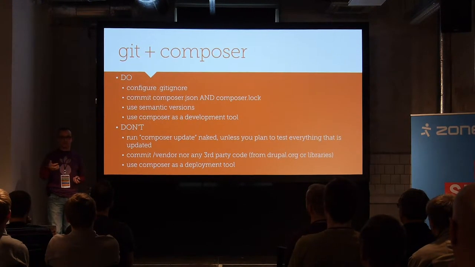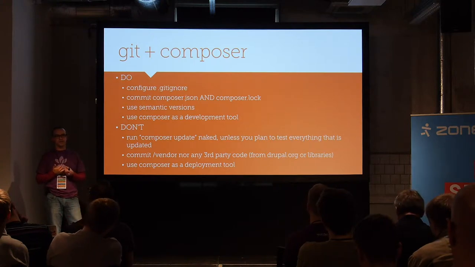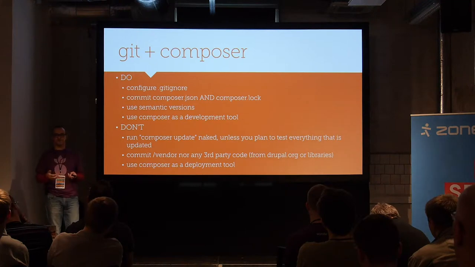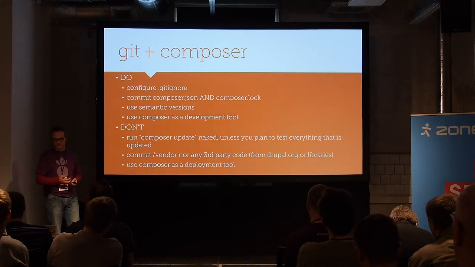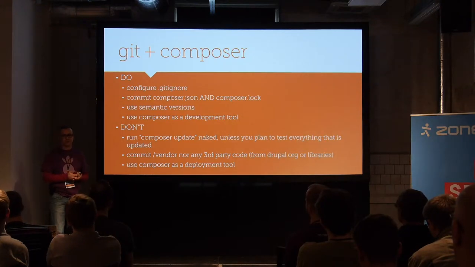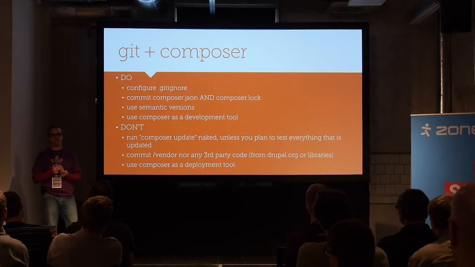So you update Drupal, and now I'm seeing some files like index.php or default.settings.php being committed. Why? What are these changes? And you're just going to say to whoever is reviewing your code, if they're not a Drupal developer, well, Drupal core did these changes. So why am I seeing them in our pull request? So configure gitignore correctly. Again, commit composer.json and composer.lock. Why? Because Composer is not a deployment tool. You should have better deployment tools.